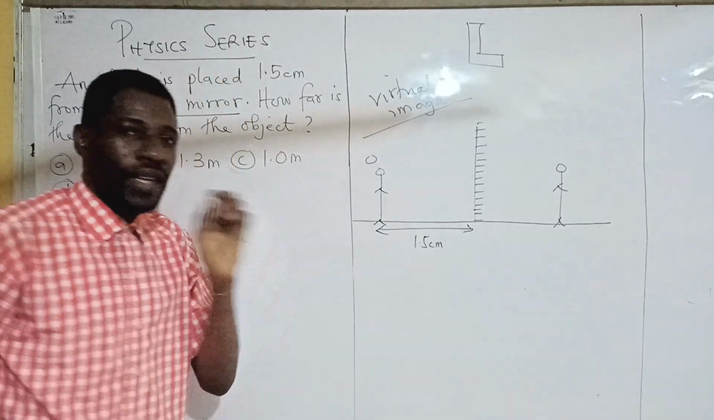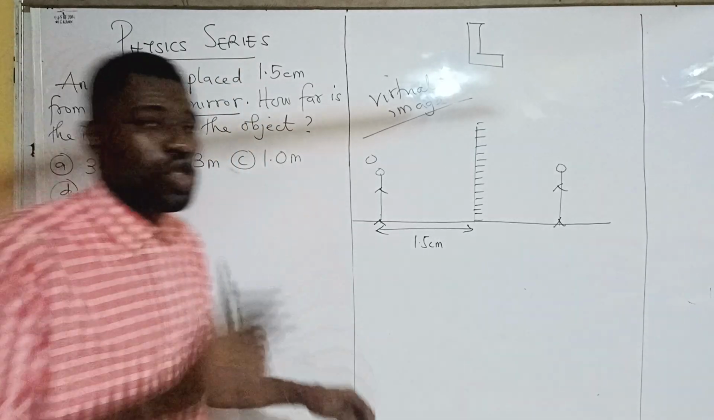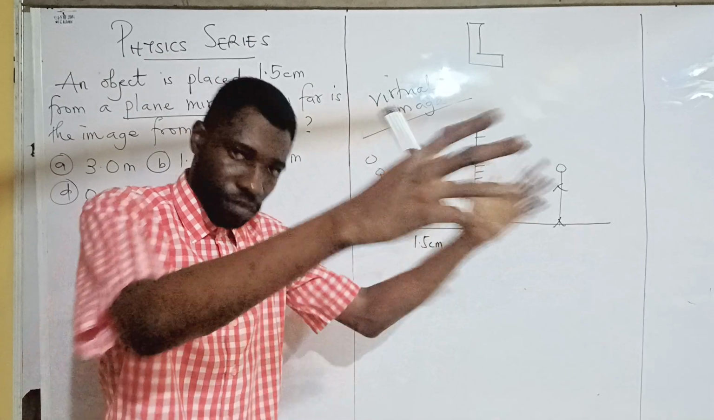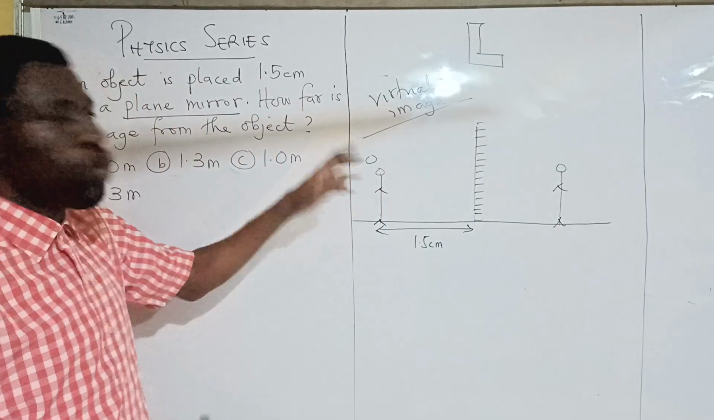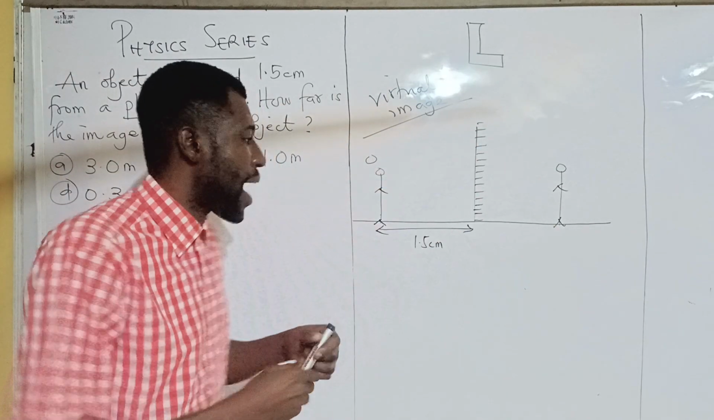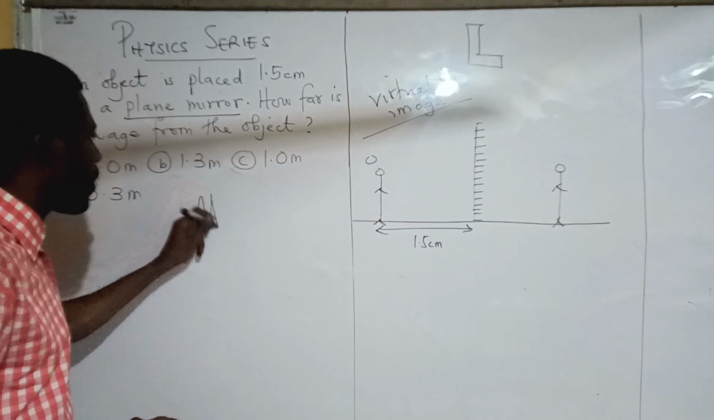Now, lastly, the magnification of the plane mirror is 1. The other properties, like I said, we'll look at maybe in subsequent videos. All right, the magnification of a plane mirror is 1.